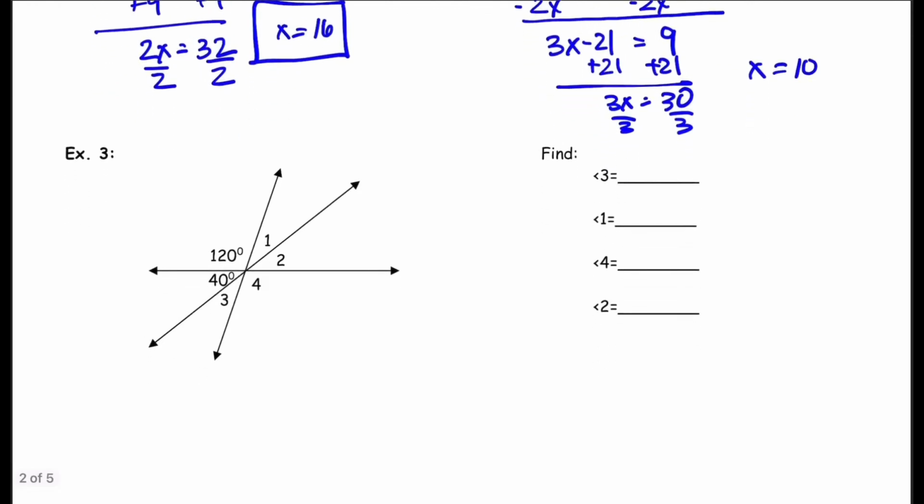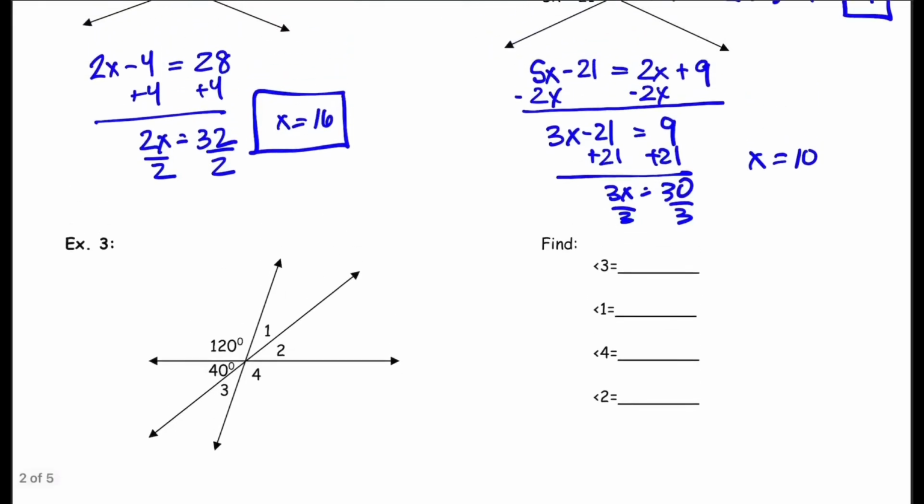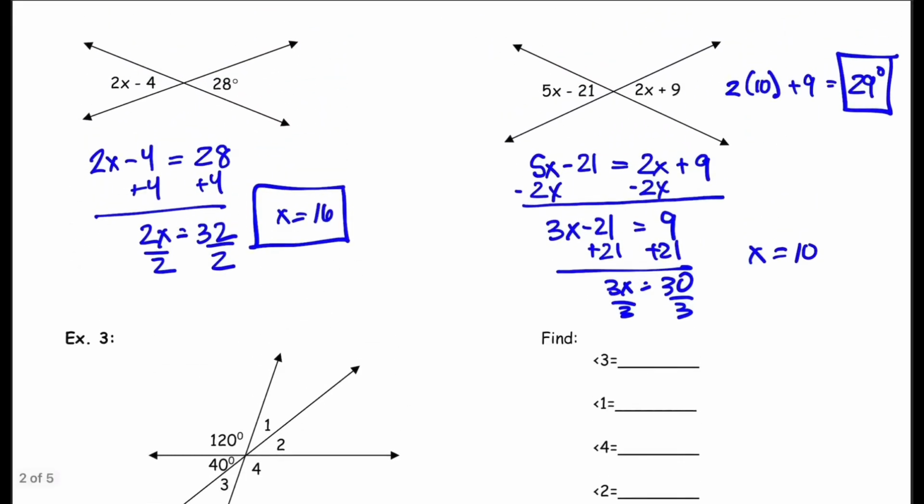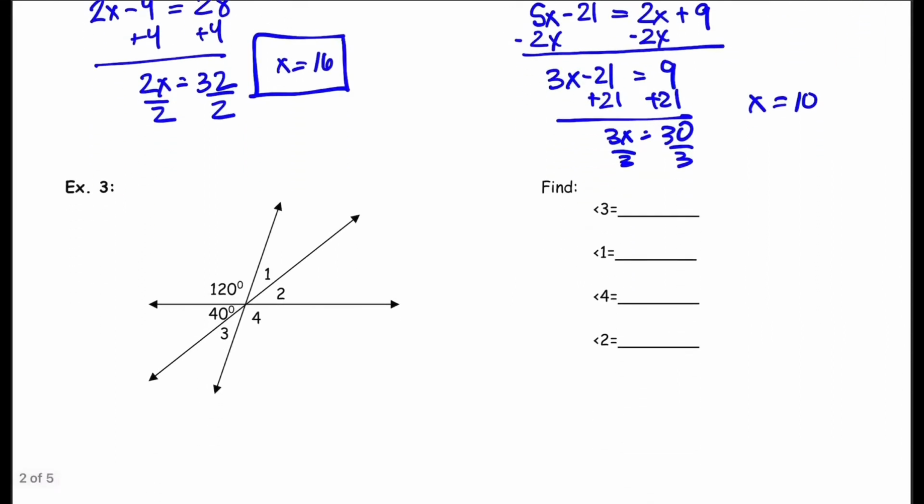All right, so now this looks a lot more complicated. I don't just have one pair of vertical angles, like I did here, where I could just set those two things equal. Now I've got a whole lot going on. I do have vertical angles, I actually have 3 pairs, and I also have a lot of straight lines. So remember, anytime you have a straight line, that equals 180 degrees. So I know all of these angles add up to 180 degrees.